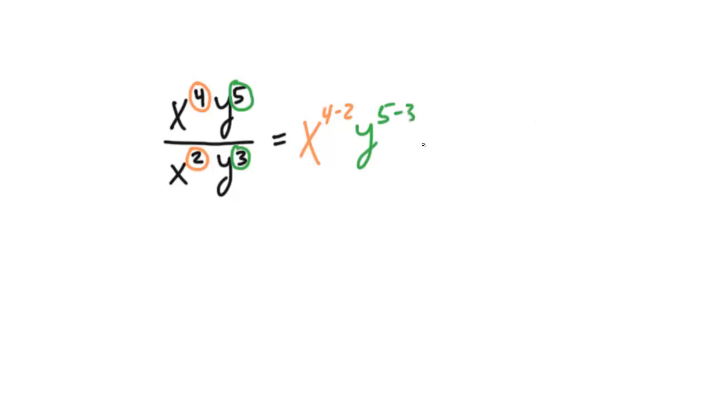Okay, so now this reduces to x to the 2nd times y to the 2nd also, because 5 minus 3 is 2, and 4 minus 2 is also 2. Okay, so that's our final answer.